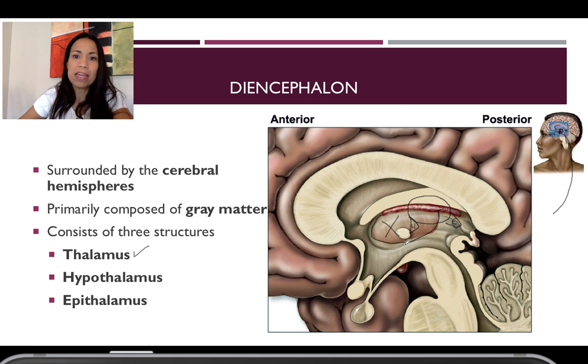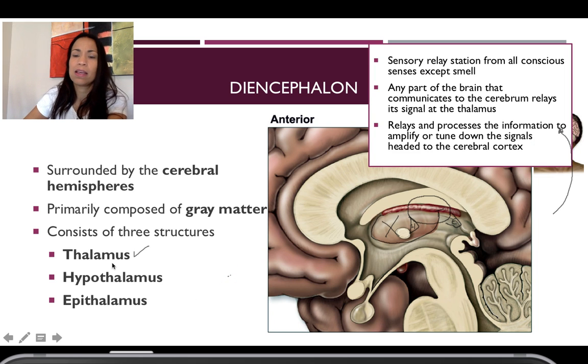So that's the main function of the thalamus. I summarize here in this little square all the actions or the functions. So it relays all the sensory information except the smell. Remember, smells go straight to the brain cortex.